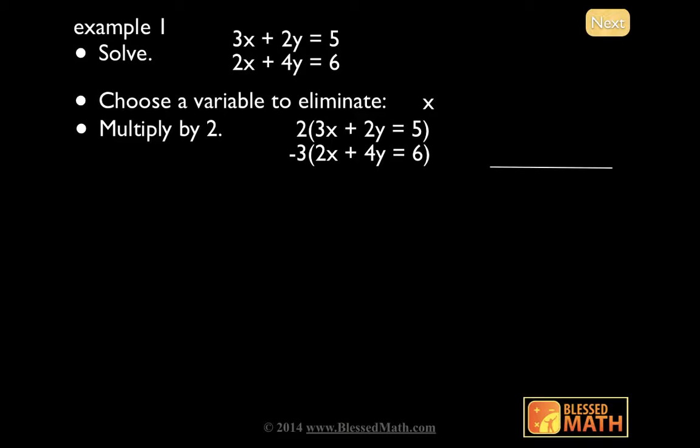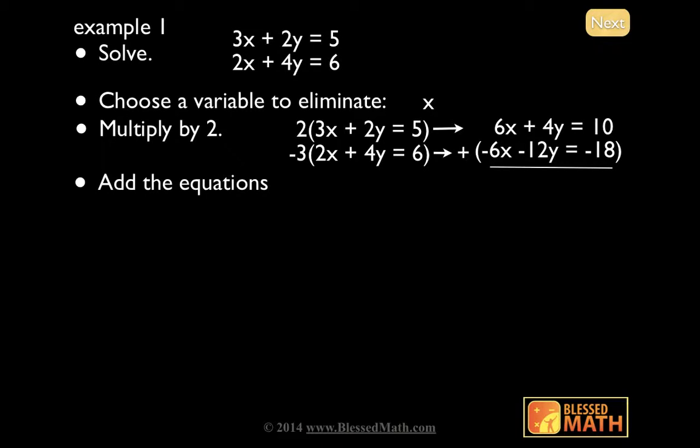and we'll multiply the bottom equation by a negative 3. This gives us 6x plus 4y is equal to 10, and negative 6x minus 12y is equal to negative 18. We can add them together and eliminate the x's.